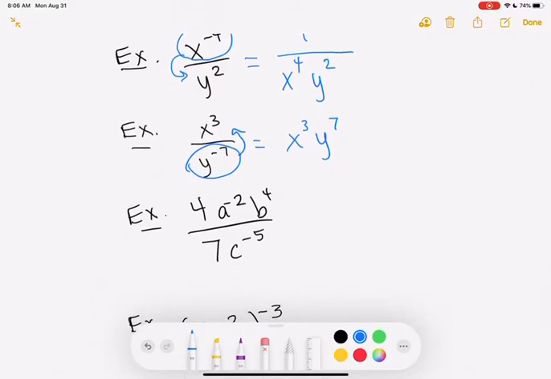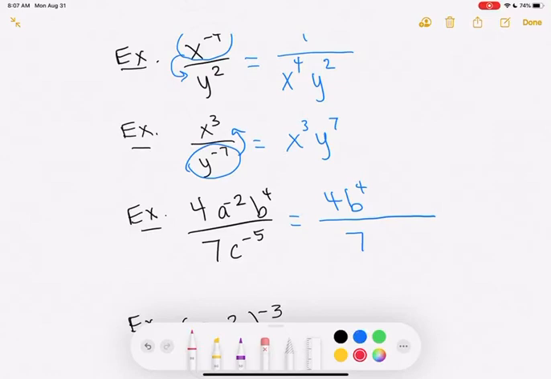And finally, this last one, we have a few things going on here. I'm going to start by just writing the 4 and the 7, because nothing changes with those guys. Is there anything else that we aren't going to touch? How about that b to the 4th? So I'm going to write that b to the 4th. That's going to stay right there where it's at.